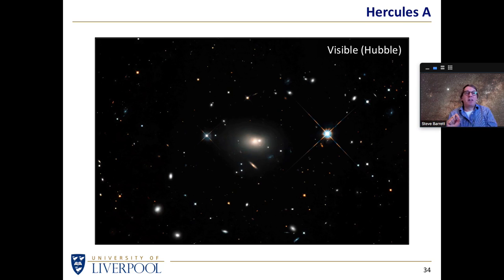To give an idea of just how powerful these supermassive black holes are and how they can affect the way galaxies behave, if we look at Hercules A, there's Hercules A in the middle of the image there. It's a visible picture taken by the Hubble Space Telescope. Just next door to it, just below, there seems to be a little spiral galaxy.